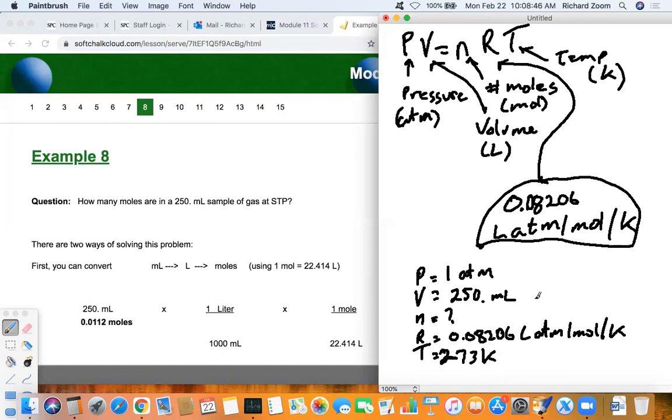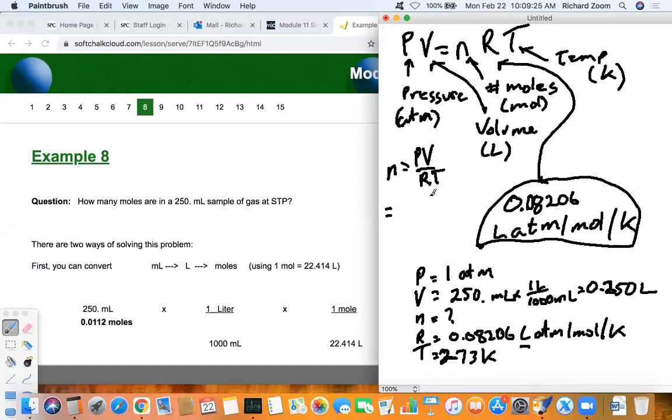So that's okay. But you'll notice that we have liters here as part of the R unit, which means I'm going to have to convert this into liters as well. And we do that by multiplying by 1 liter over 1,000 mils, giving 0.250 liters. So then we can plug all that in, and we know that PV equals nRT, so we're looking for N, right? N is equal to PV over RT.